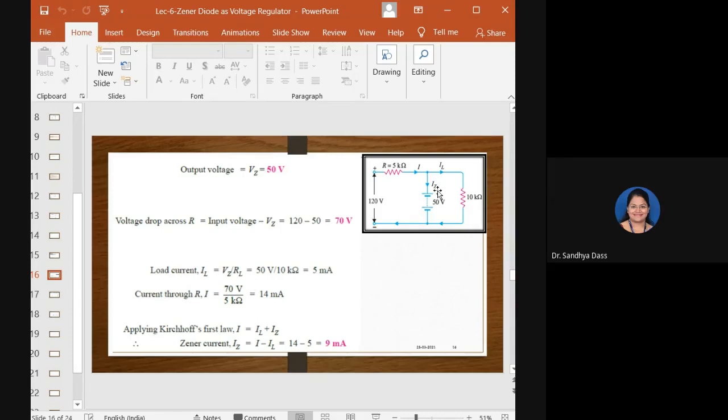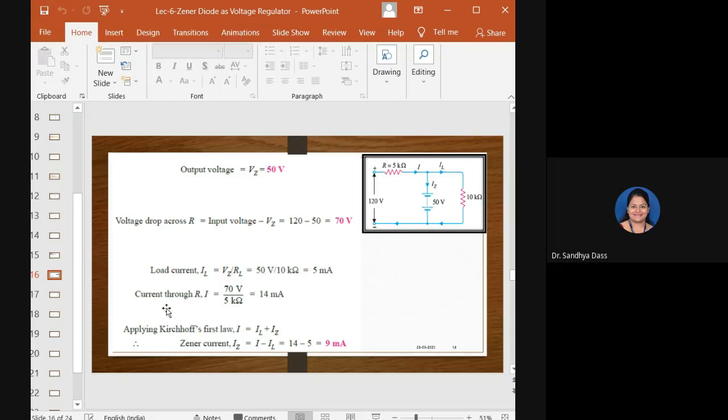Please note here, whenever any circuit is connected in parallel, the drop across these points will be equal to the drop across those points. Okay, so please note that. So IL, you have got it as 5 milliamps. IL, you have calculated now.